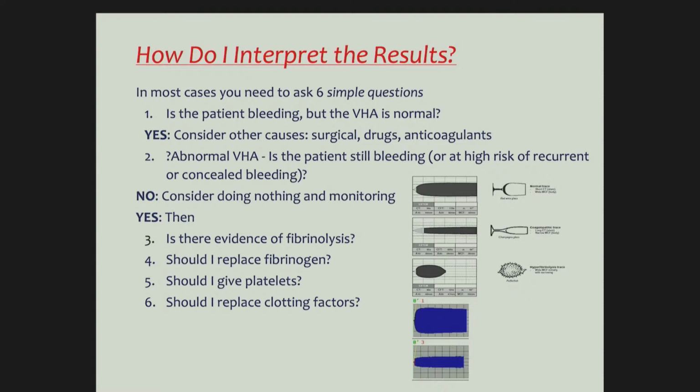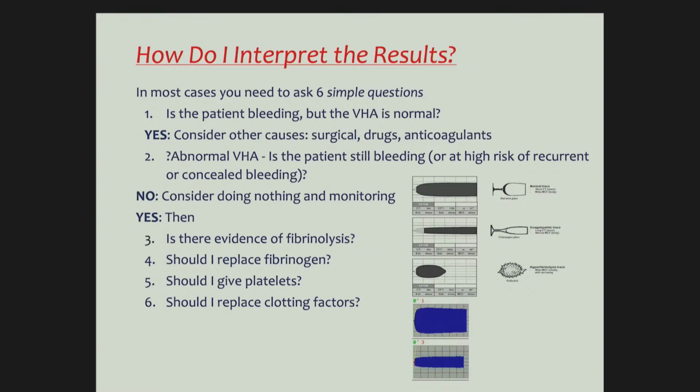But what about if the VHA test is abnormal? The question you ask then is, is the patient bleeding or at high risk of bleeding? If no, sit and do nothing. You've already identified where the potential replacement would need to occur, but if they're not bleeding, do they need coagulation replacement? If yes, then the first question you ask is, is there fibrinolysis?